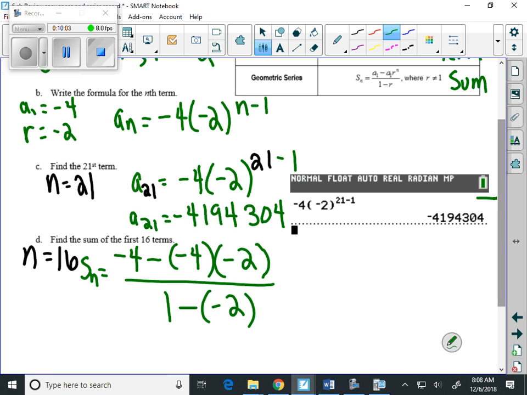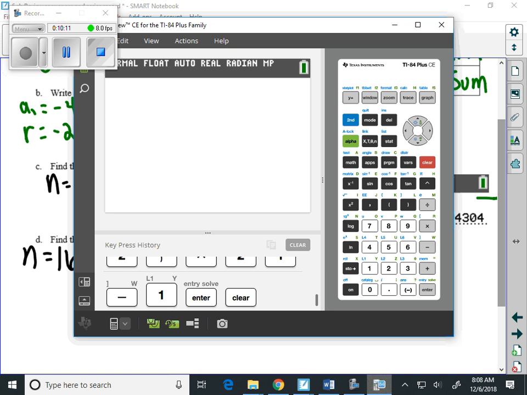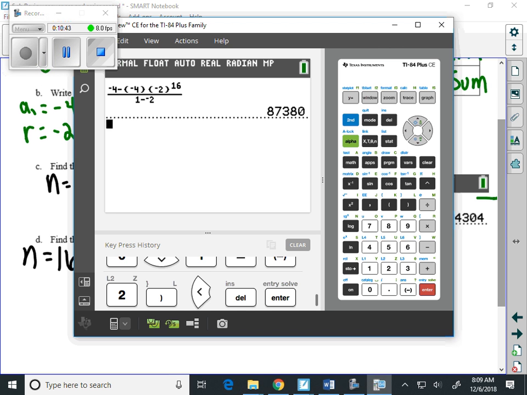And when we do here, we're just going to type it in. If you have a fraction button, use it. And this one's going to be alpha y equals, here's the fraction button, and we type this in. -4 minus parentheses, -4 parentheses, -2 to the 16 divided by 1 minus a -2. Oh, don't want that second parentheses there since I didn't put another one in there. But when we press enter here, we get 87,380.